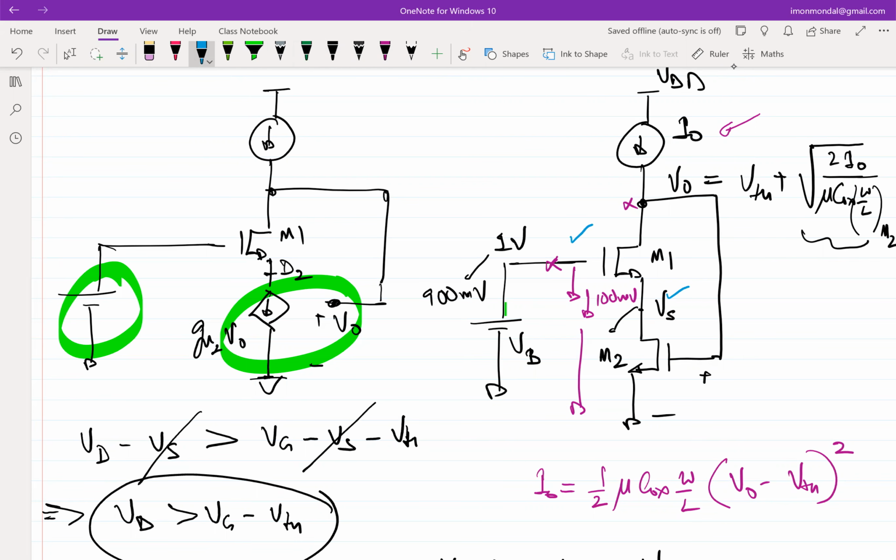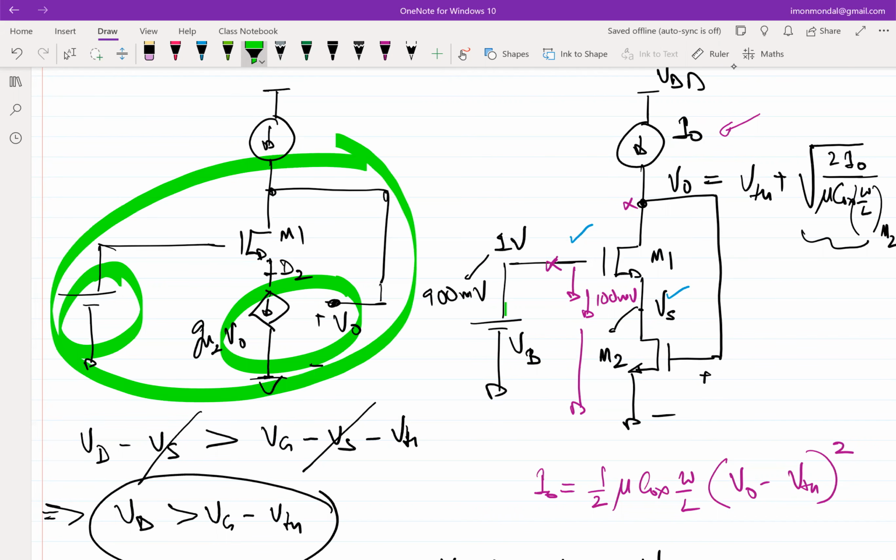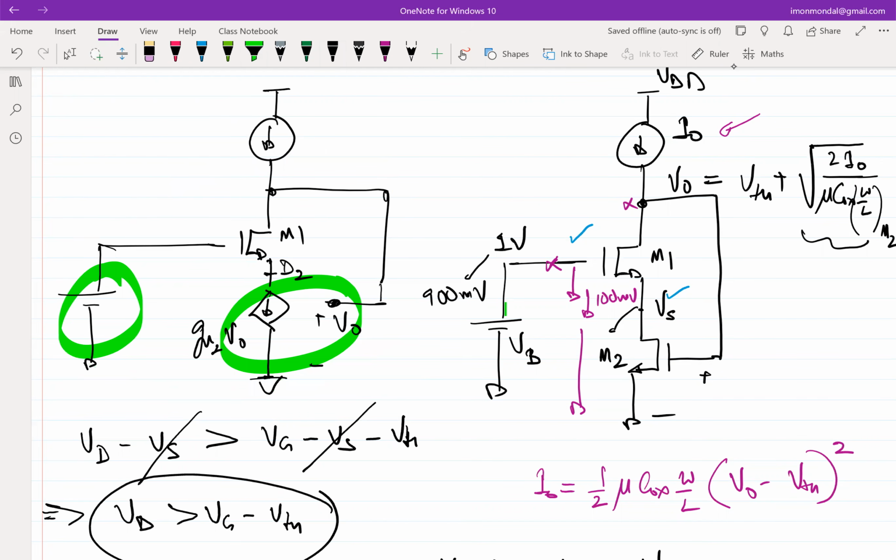This is a source follower, right? If you assume M2 to be ideal, like no GDS, then essentially, if you concentrate on this part of the circuit, what will be the gain between the gate and the source in this case? It will be 1, right? This is the classic case of a source follower.